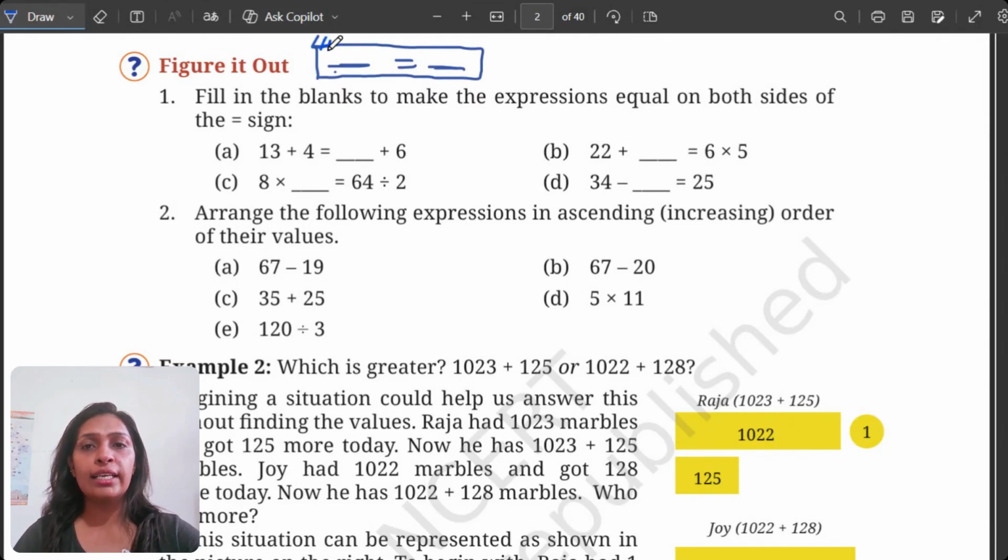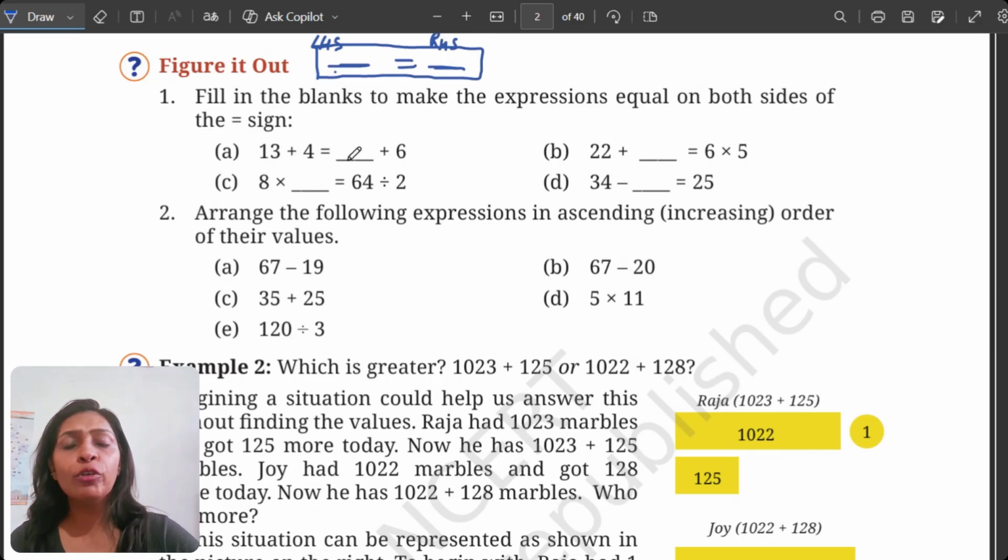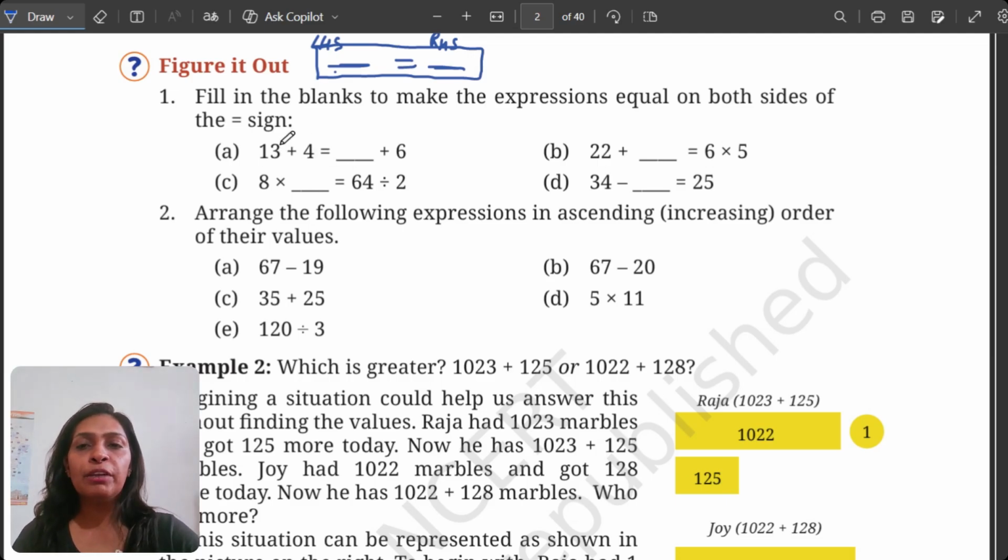LHS stands for left hand side, and RHS stands for right hand side. We have to make the LHS and RHS equal, and we don't have to keep guessing our answers. We have to do the smart work. Simply find the value 13 plus 4. In your mind you can calculate that 13 plus 4 is 17. Now I want to make the RHS also 17. One way is to keep thinking, what should I add to 6 to get 17.